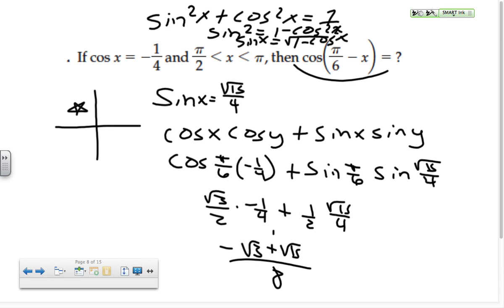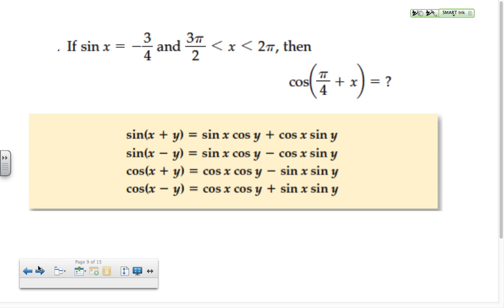Okay. Next example. Another problem that's similar to this. Okay, so we're going to go through this. So this one is cosine of pi over 4 plus x.